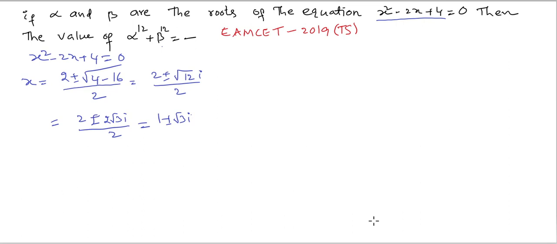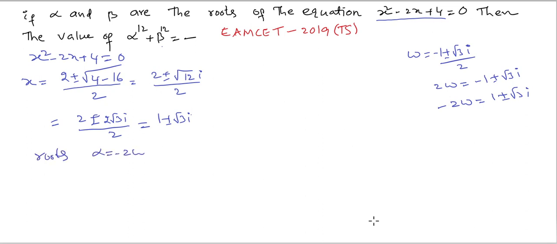So we know that omega is equal to minus 1 plus or minus root 3i by 2. From this, 2 omega is equal to minus 1 plus or minus root 3i. So from this equation, minus 2 omega is equal to 1 plus or minus root 3i. So here the roots are alpha is equal to minus 2 omega and beta is equal to minus 2 omega square.